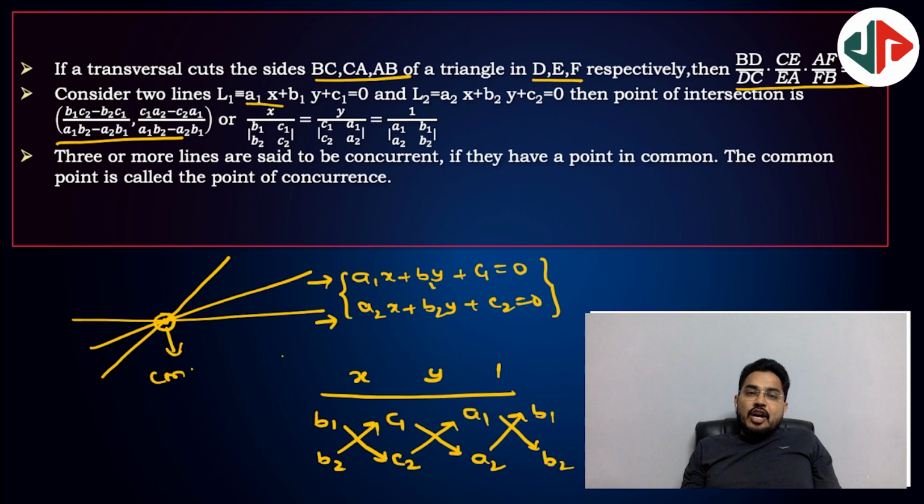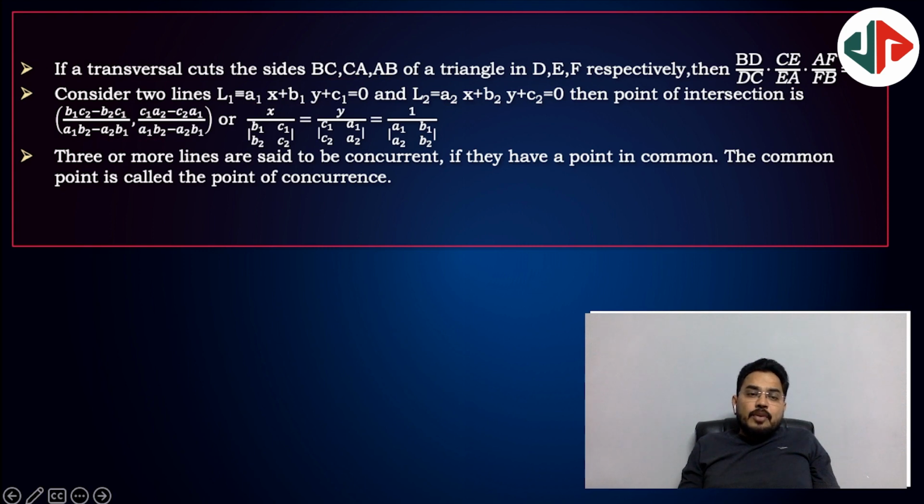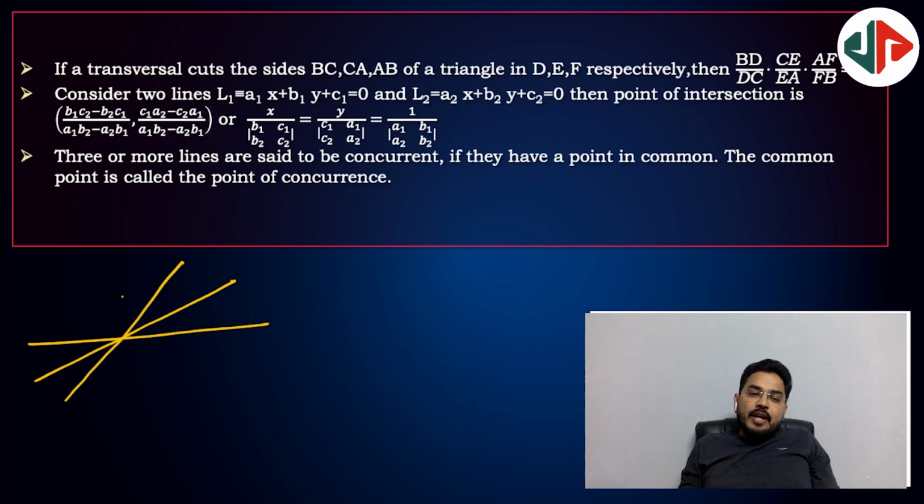And two non-parallel lines always intersect, and their point of intersection is, this is how you need to calculate it or you can remember this one: B1 C2 minus B2 C1 by A1 B2 minus A2 B1, and C1 A2 minus C2 A1 by A1 B2 minus A2 B1. And here they are talking about the last point. Three or more lines are passing through one common point. This is called a concurrent point, and these three lines are called concurrent lines.